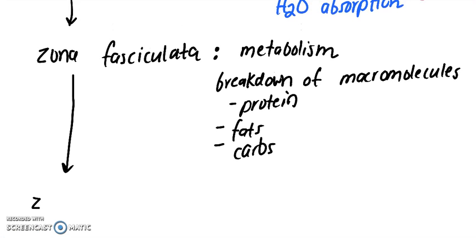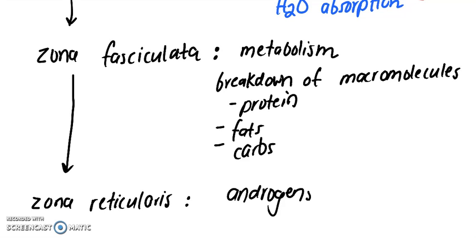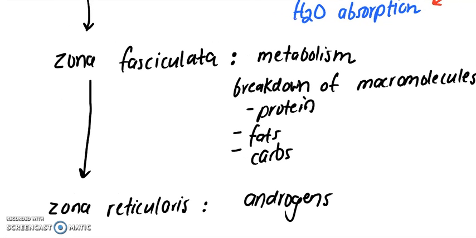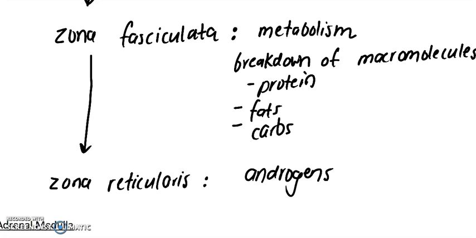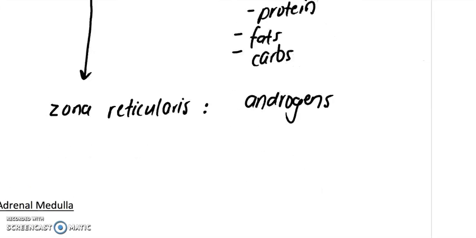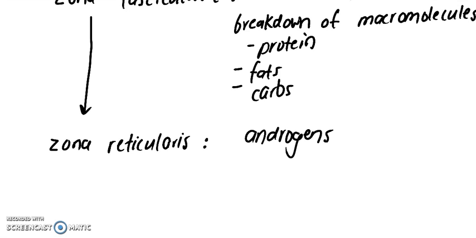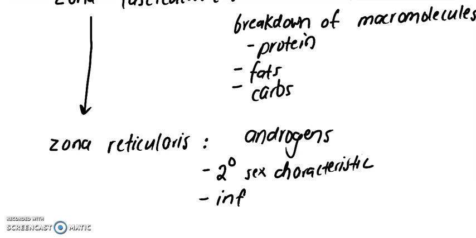After that, the last zone is called zona reticularis. And this secretes hormones known as androgens, or the sex hormones. They're responsible for secondary sex characteristics. So in males, for example, secondary sex characteristics. And they also influence sexual behavior, among other things.